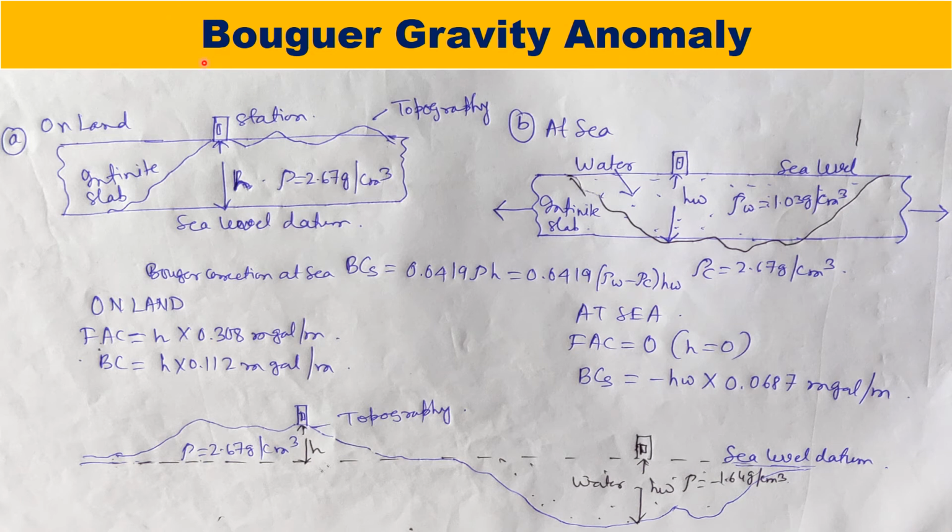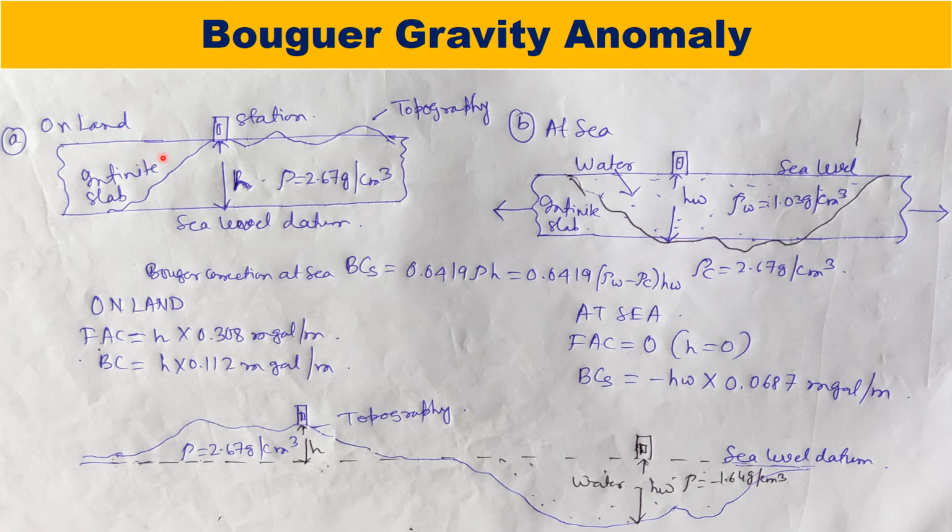Let me discuss it. Suppose there are two cases, one on the land and one at sea. On the land, suppose there is a station above the sea level datum. In the free air correction, we have not assumed any mass between the station and the sea level datum. But there is a mass there, and mountainous or hilly areas have extra gravitational attraction. So in what way can we account for that? These extra masses account for the Bouguer gravity anomaly.